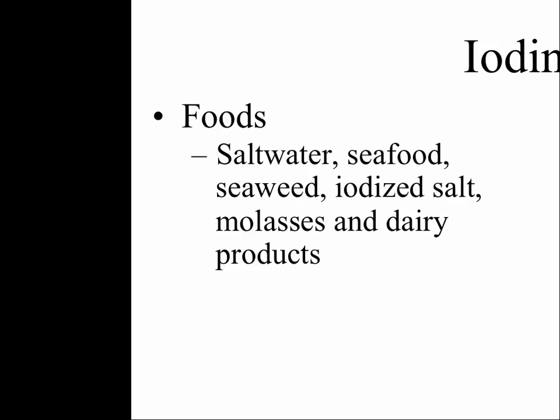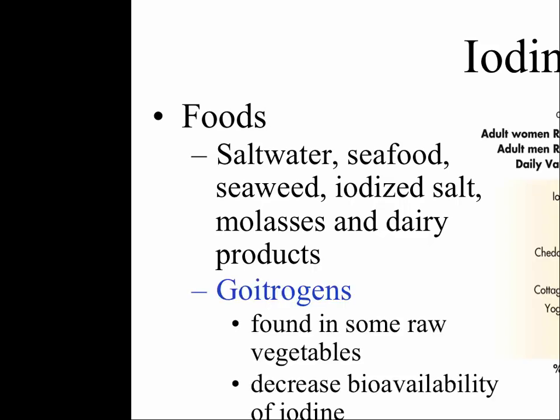So iodine. Iodine is the other trace mineral that I enjoy. Iodine comes primarily from the sea, so things that come from salt water, so fish or seaweed. We also get it from iodized salt as well as molasses and dairy products.